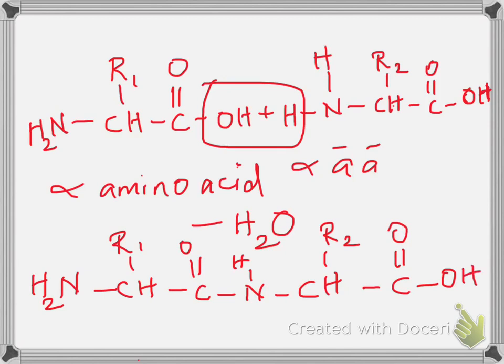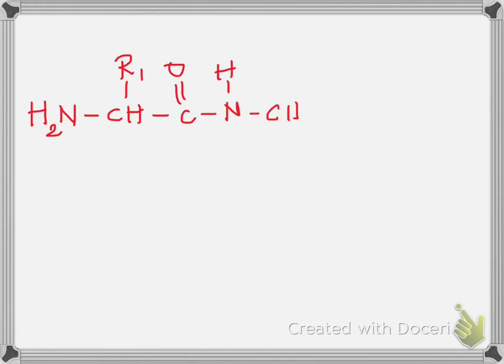So this is the peptide bond, CONH bond, with the release of water. So when two alpha amino acids join together, forming a peptide bond, they release a water molecule. So when two amino acids combine together, we get a structure like this, with a CONH bond.